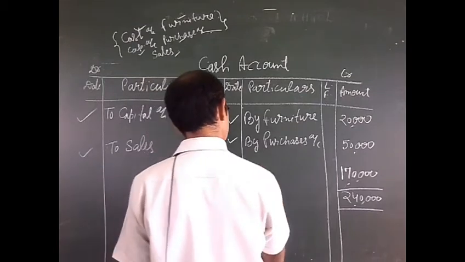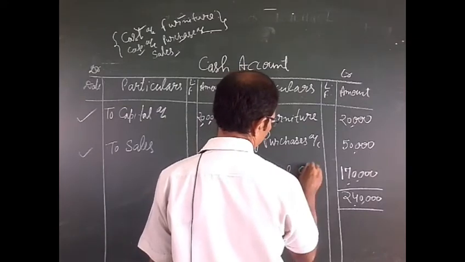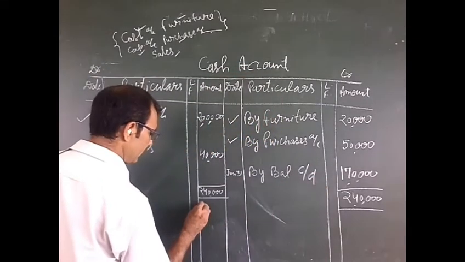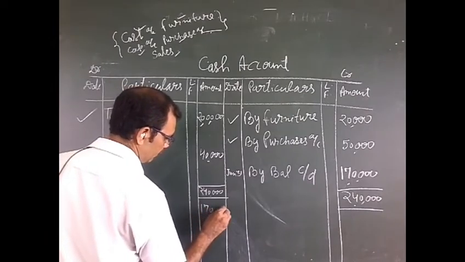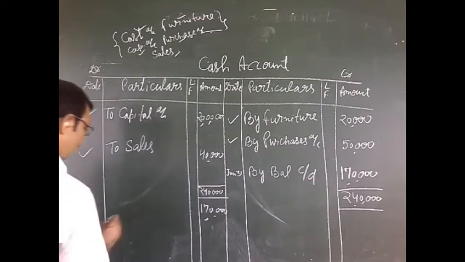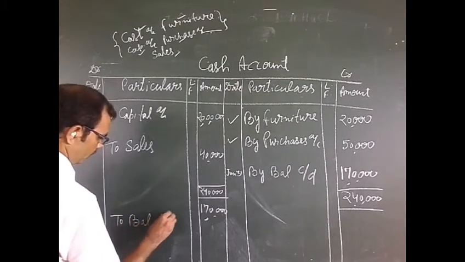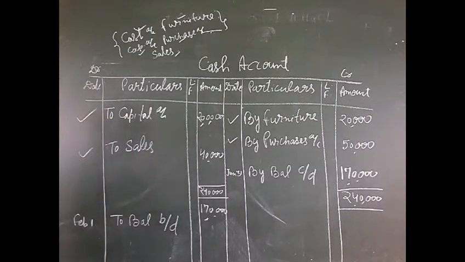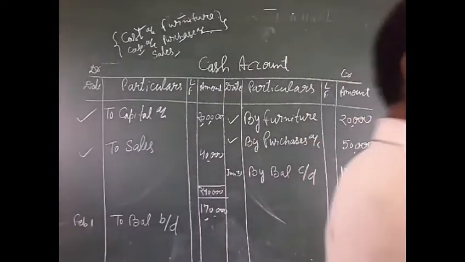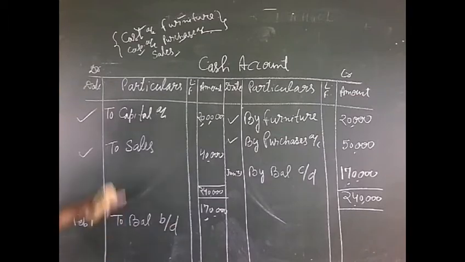31, by balance carried down, and in this side we will write 1,70,000 on February 1. Here the first date of the next month will come, and we will write here to balance brought down. In this way our first account is prepared in the journal, from the journal to ledger. These are the ledger posting, and we will prepare the next account.